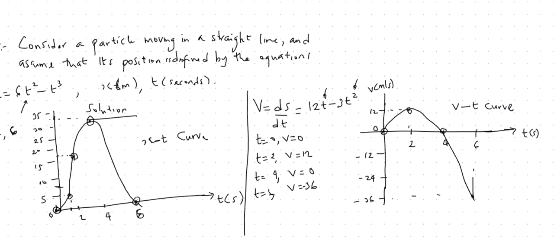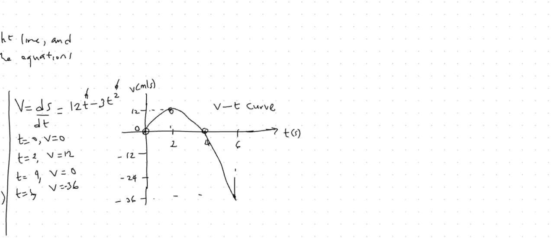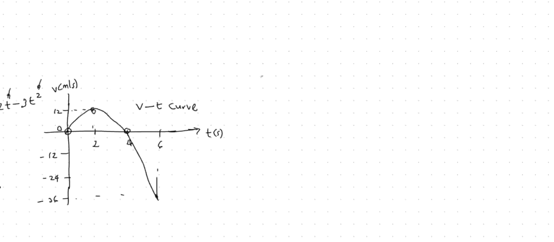Okay, so we move to the acceleration-time curve. To get my acceleration-time curve, I need to also pick an interval. But the first thing I need to do is to differentiate. So if I differentiate my velocity, my acceleration is dv/dt. If I differentiate the velocity, I'm going to have 12 minus 6t.